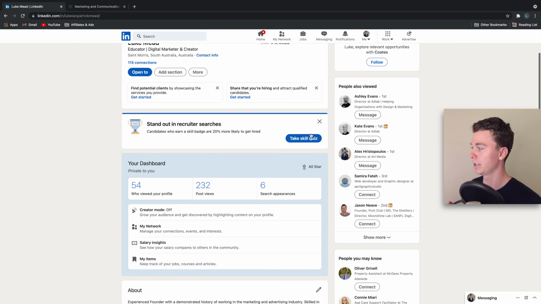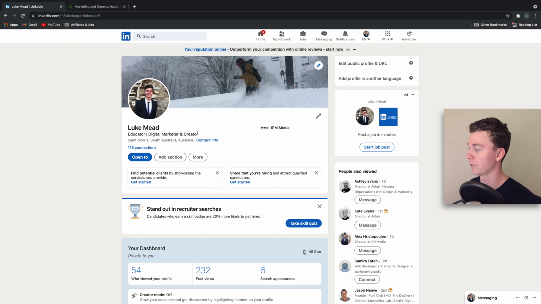Moving up, the next most important thing you need to focus on is your headliner or your subheading. In my case, I've kept it super simple. And the idea here is you want to highlight what it is you do or what stage of life you're in. That's how I think about it. In my case, I describe myself as an educator and I do digital marketing, and I also am a creator because I create content online.